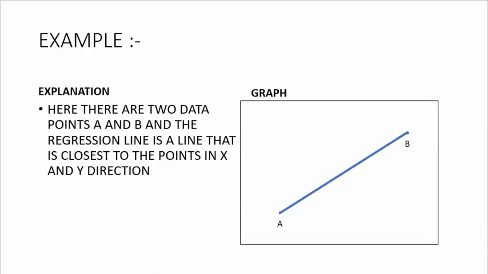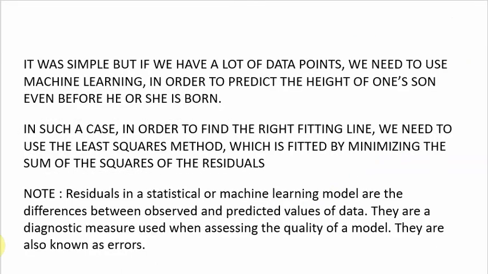Let's take an example. Here we have two data points, A and B, and the regression line is the one which is closest to the points in the x and y direction. As you can see, this is the line which is closest to the points A and B in that direction, the blue line. Alright, so it was simple and it is 100% accurate.